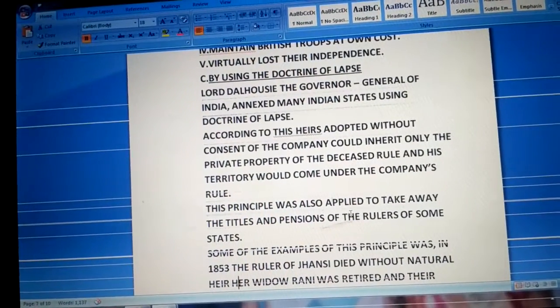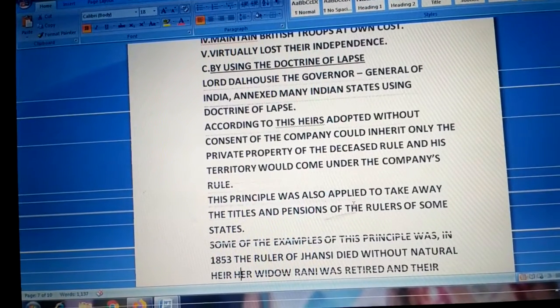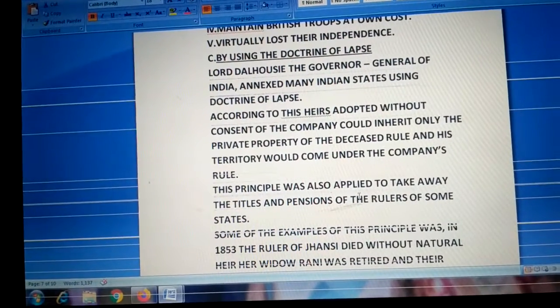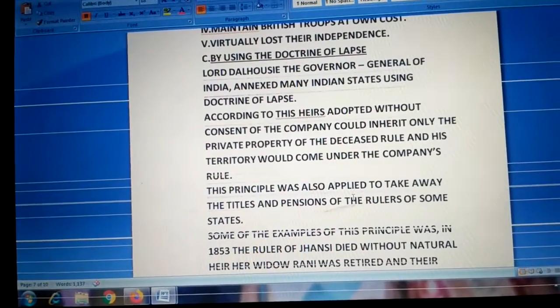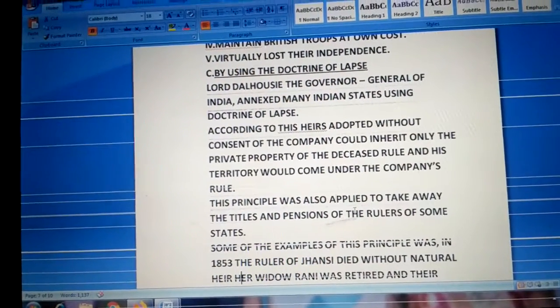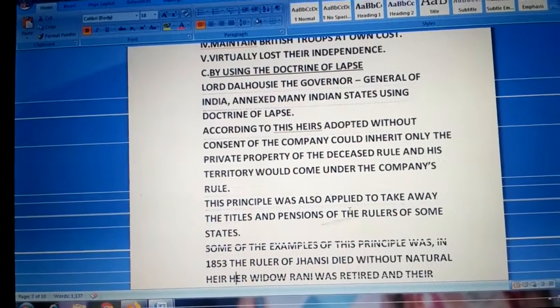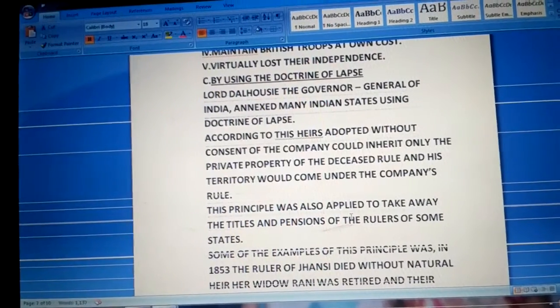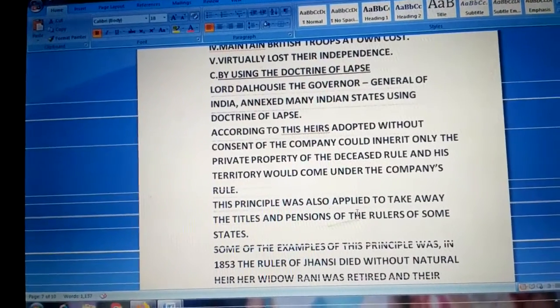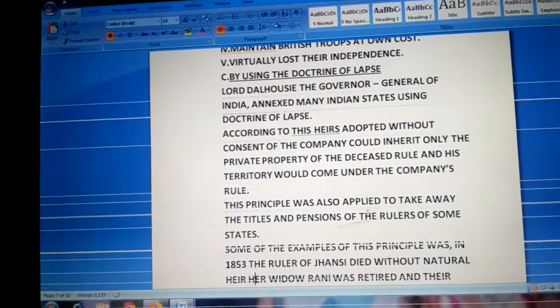So like this, the British took the property of Indian rulers. And this principle was also applied to take away the titles and pensions of the rulers of some states. They also took these.